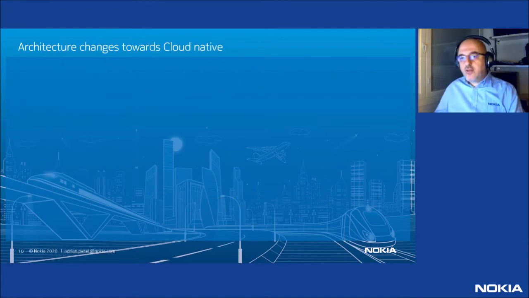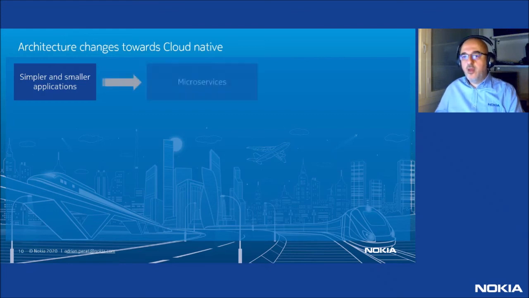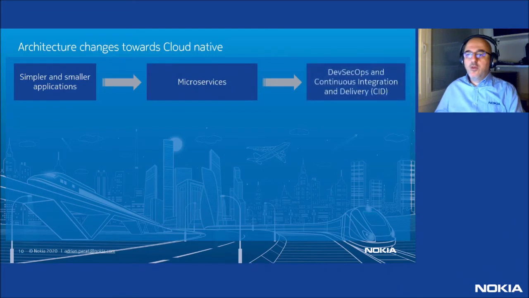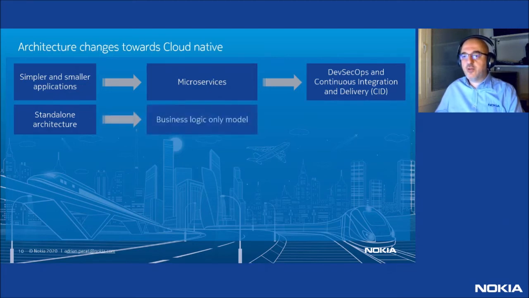What needs to be done to move towards cloud native? So, simpler and smaller applications, that means moving towards microservices that allow DevSecOps to happen. Standalone architecture, moving towards a business logic only model so that all other services around it can be common and reused. In the end, the only difference between apps is the actual business logic. Stateless architecture, moving towards using a common data layer, and for sure, each microservice owning its data.